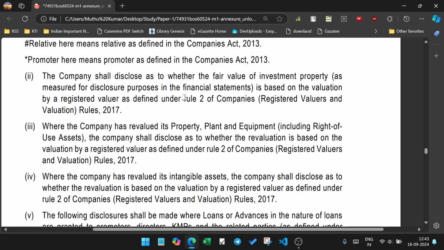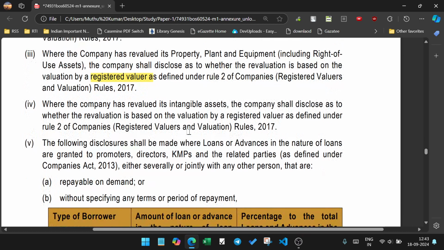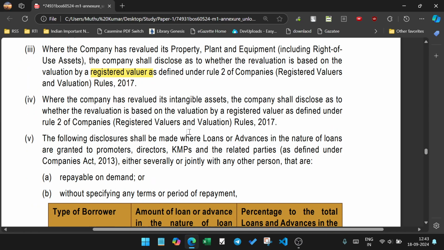Based on the valuation by the registered valuer, as defined under the rules of companies, registered values and regulation corresponding. Where the company has revalued its property, plant and equipment, and right-of-use assets, it shall be disclosed whether the revaluation is based on the valuation by the registered valuer as defined under Rule 2 of the Companies (Registered Valuers and Valuation) Rules.